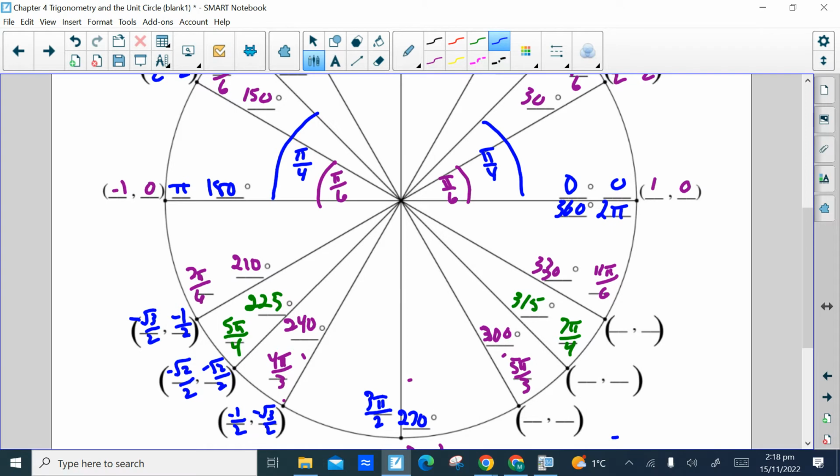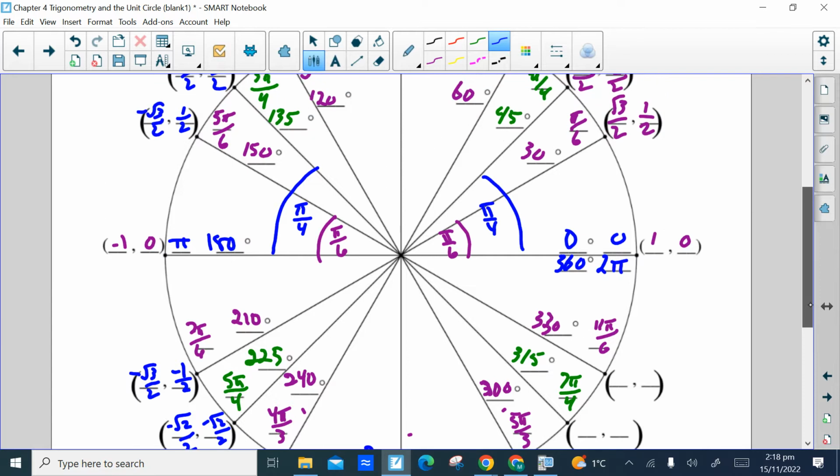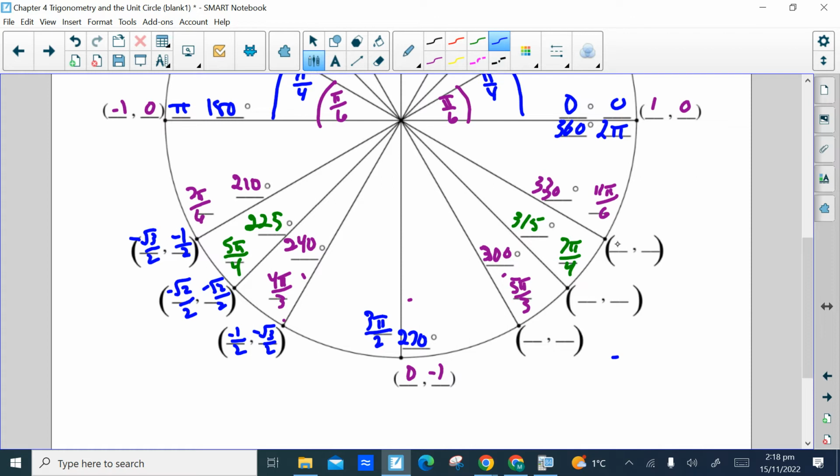And in the fourth quadrant, the same thing will happen, only now the x will be positive, but the y will be negative. But 11 pi on 6 will correspond to pi on 6. They have the same reference angle. All that changes are the signs. So this will be positive root 3 over 2, comma, negative a half, positive root 2 over 2, comma, negative root 2 over 2, and positive a half, comma, negative root 3 over 2.